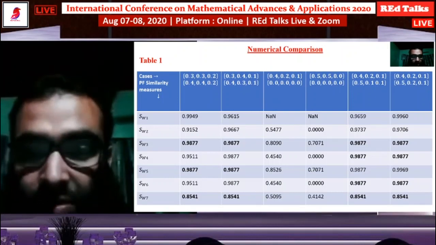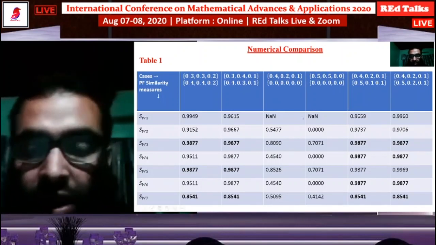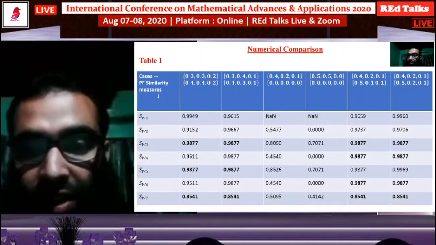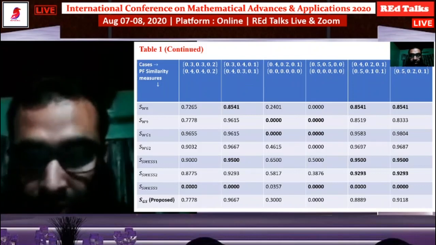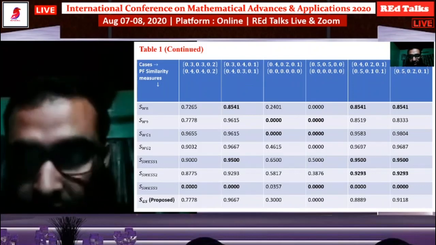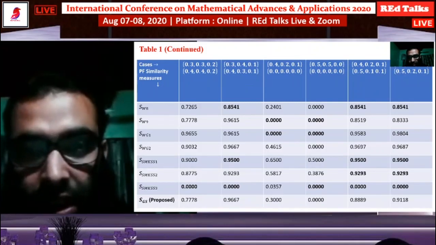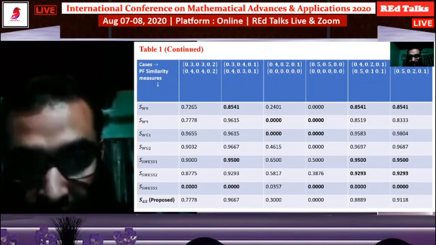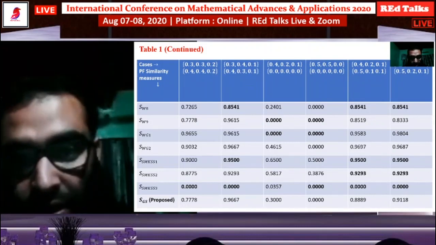most of the existing similarity measures produce counterintuitive situations, as indicated by bold letters. Some do not produce results at all, as we can see in these two where I have written NaN, which means there is a division by 0 problem. Here you see that SW9 also gives a counterintuitive situation, because in case number 3 and case number 4, the second picture fuzzy set is the same, but the first picture fuzzy set is different. Yet SW9 shows that the similarity degree between them is 0 and 0.